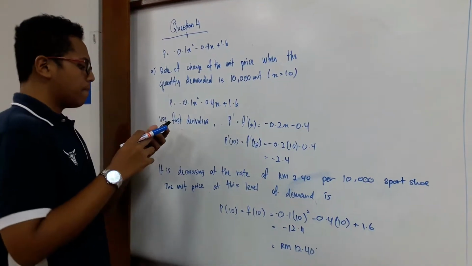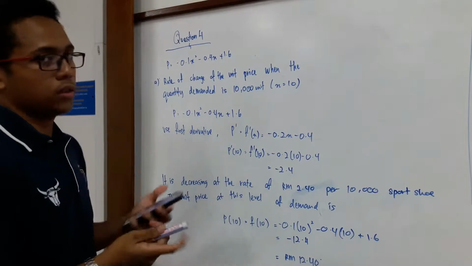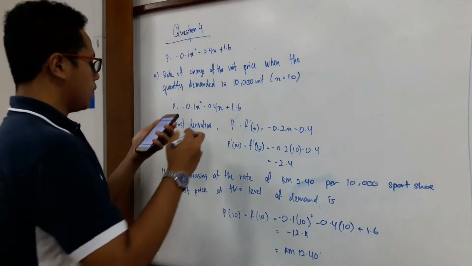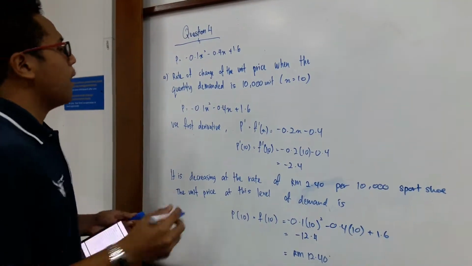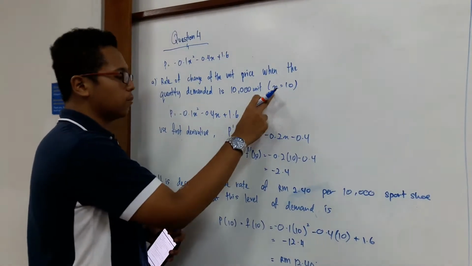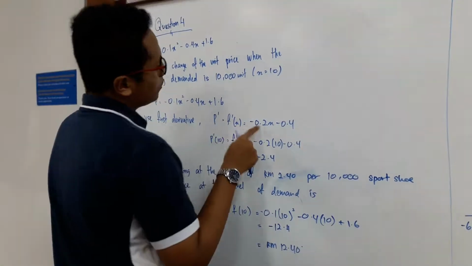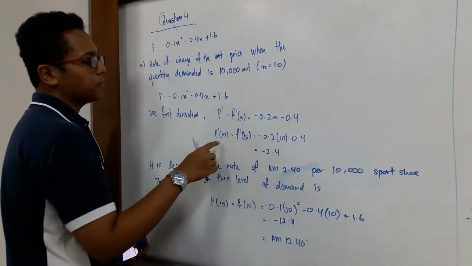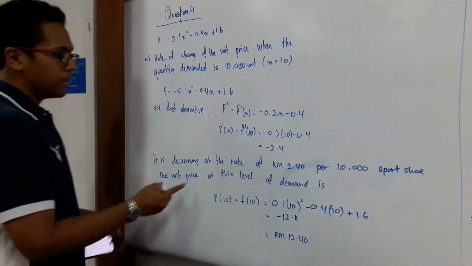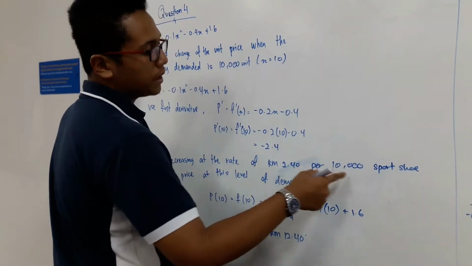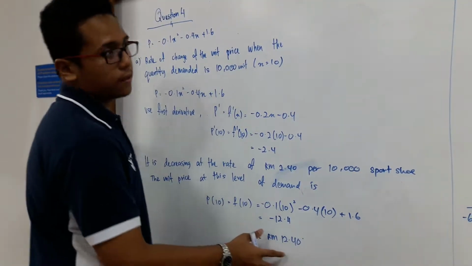The first question is to analyze the rate of change of the unit price when the quantity demanded is 10,000 units. It is given that x is measured in thousands of weekly demand and P is the unit price in RM. Since x is measured in 1000, and the question asks for 10,000 units, we put x equal to 10. But first we need to use the first derivative of this function. When we derive this function we get negative 0.2x minus 0.4. Then we substitute x as 10 and we get negative 2.4. It means that the price is decreasing at the rate of RM2.40 per 10,000 sports shoes, and the unit price at this level of demand is RM12.40.